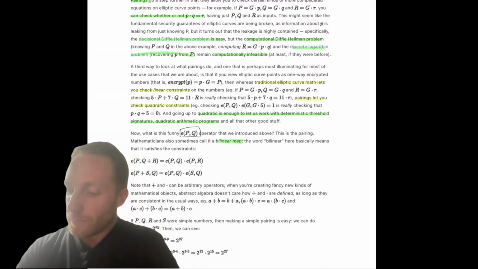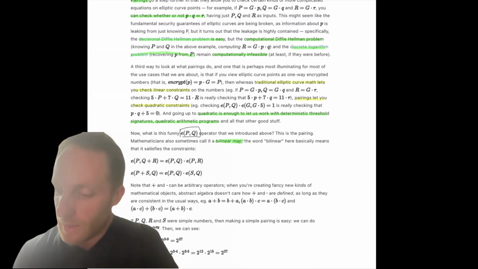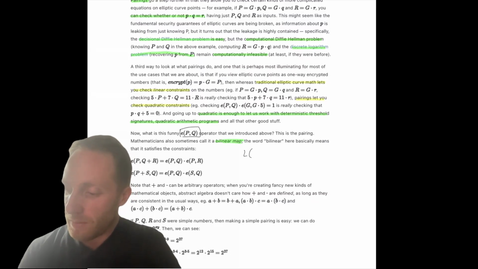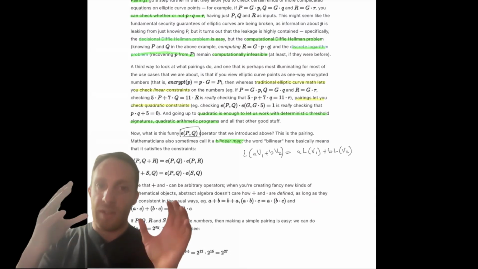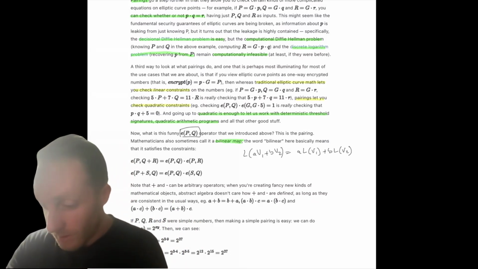So you've probably learned of linear maps in linear algebra. If you have a function L that takes a vector, typically linear maps are on vectors, it means that L of a times v1 plus b times v2 is equal to a L(v1) plus b L(v2). That's a linear map. Bilinear just means that it's linear in both arguments separately. All right, so that's basically what he's saying here.